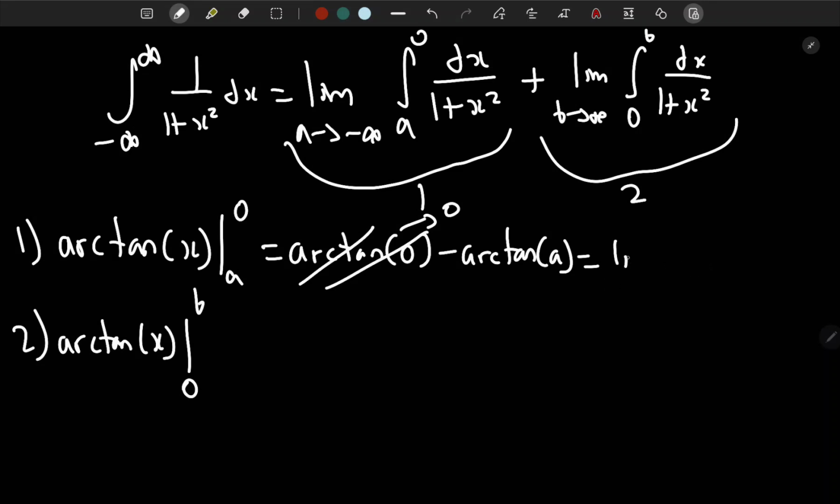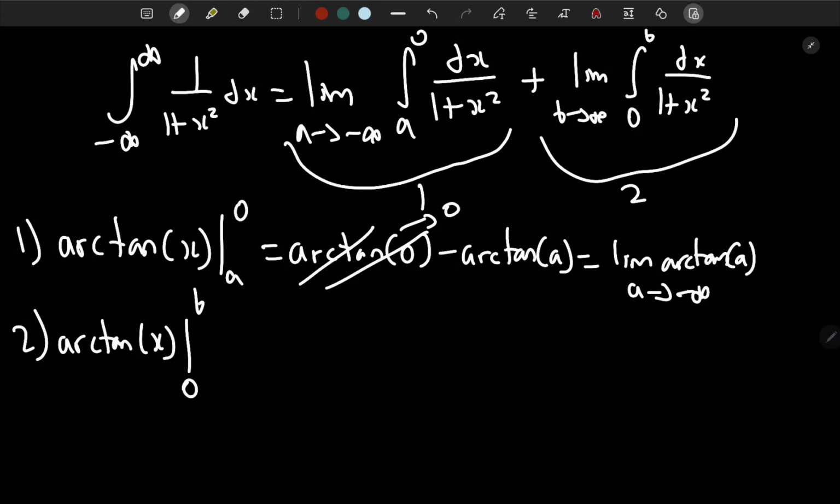So it's going to be the limit of arc tan of a as a approaches negative infinity. And you might have noticed that I just dropped the sign. We can switch the sign later onwards. That is not an issue.